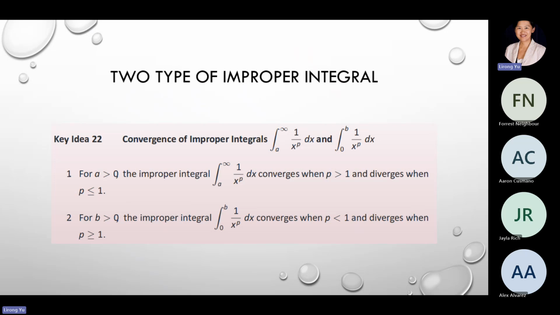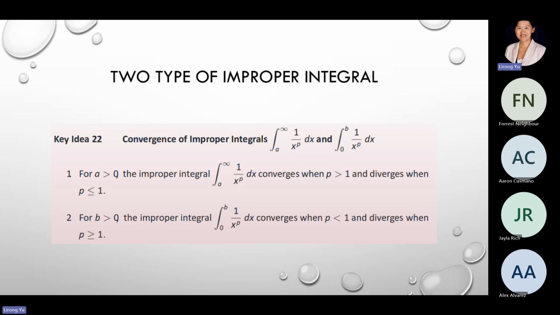Now if you have a finite limit, let's say you integrate from 0 to b of 1/x^p, then when x equals 0, the 0 will be a problem. For this kind of improper integral, it will converge only when t is smaller. But it will diverge when t is larger. It's a separate situation, so it goes the opposite way.